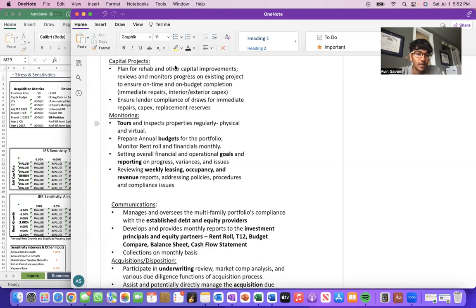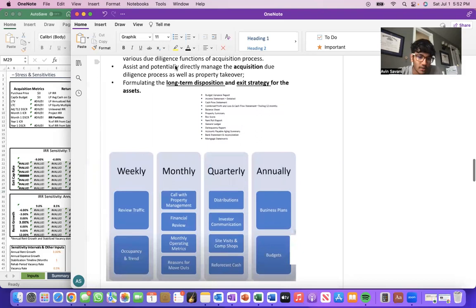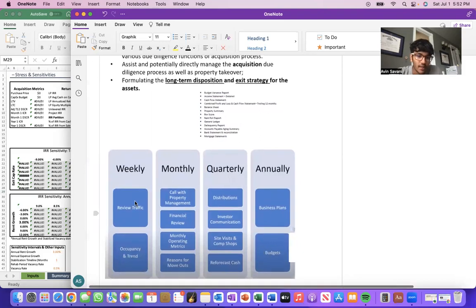Yeah, and then annual budgets and also business plans are things that you need to update on a yearly basis. So we'll get down to this down here, but it's basically a weekly, monthly, quarterly, annually kind of timeline, I would say. So weekly, it's just reviewing leasing traffic, going through that LASL strategy that I mentioned earlier, reviewing the occupancy trend on your property, and then monthly calls with your property management team.